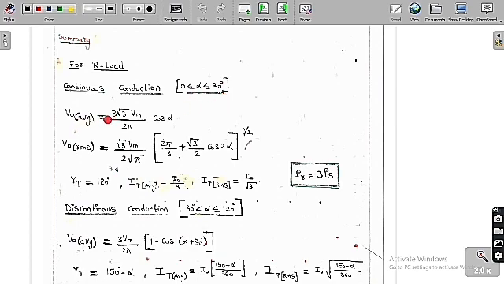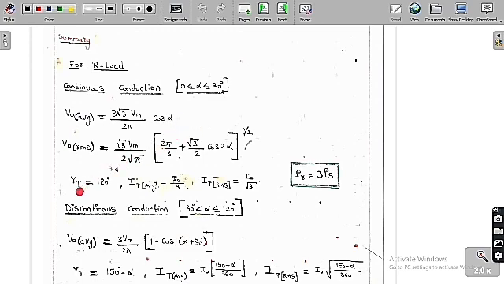So therefore, V naught average is equal to 3 root 3 Vm by 2 pi into cos alpha. And V naught RMS is equal to root 3 Vm by 2 root pi into under root of (2 pi by 3 plus root 3 by 2 into cos 2 alpha). So these are the expressions of the output average value and the output RMS value when alpha is 0 to 30 degree for R load only. For R load, continuous conduction is possible only in this range.